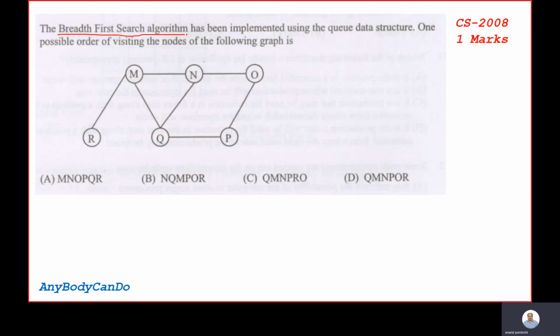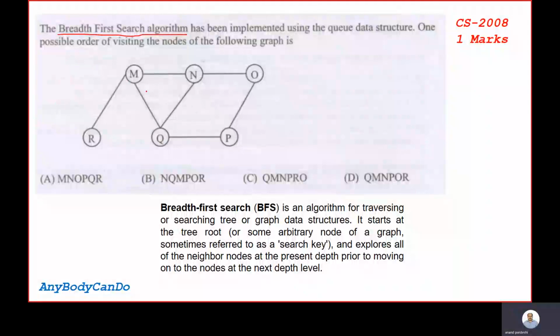So before going to solve this, we should know what the breadth first search algorithm is. Breadth first search is an algorithm for traversing or searching a tree or graph data structure. It starts at the tree root or some arbitrary node of a graph, sometimes referred to as a search key, and explores all the neighbor nodes at the present depth prior to moving on to the nodes at the next depth level. Okay, so first we will just see the example.